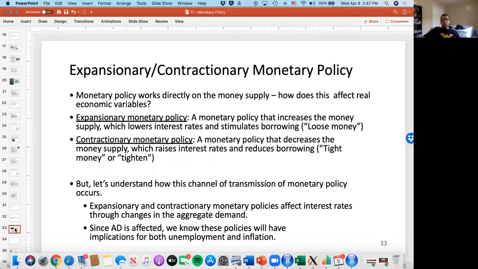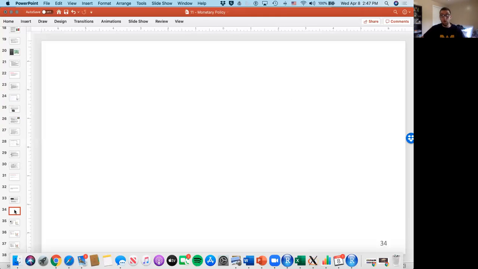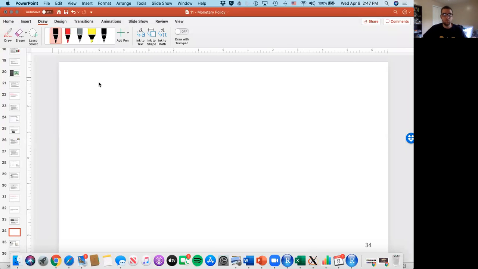So let's see the monetary outcome. Here I'm going to draw for you guys to show you what the impact would be from an expansionary policy, right? I'm sorry about my writing here. It's not easy to draw.